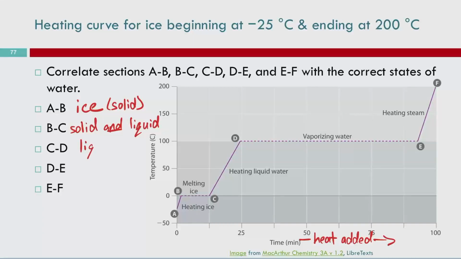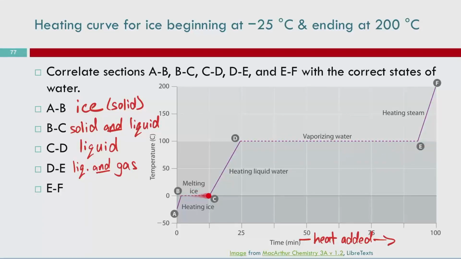So for C to D, this section, we just have liquid water. We're heating liquid water. When we get to D and to E, this is when we are vaporizing water. So we've got liquid and gas.